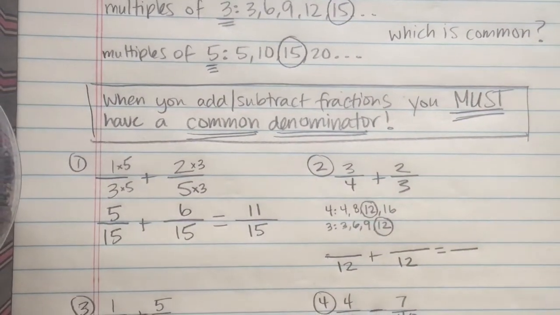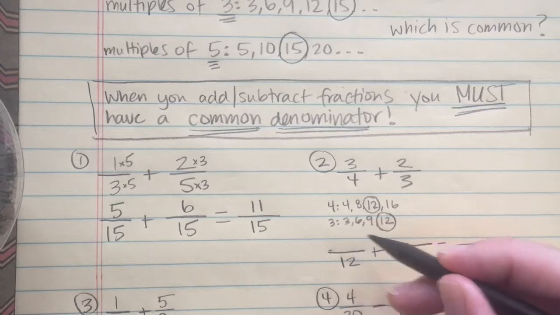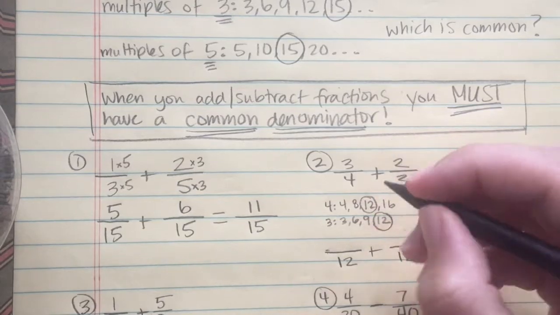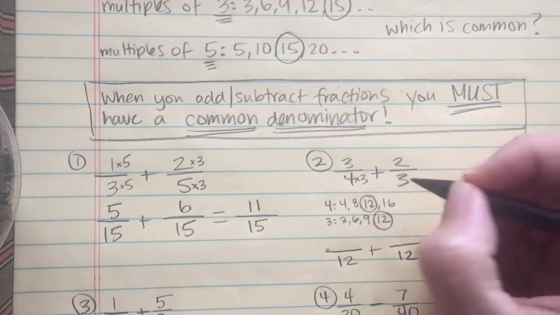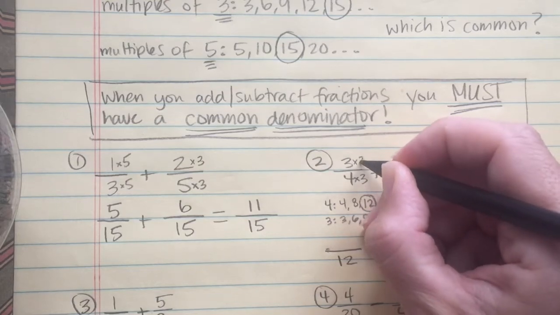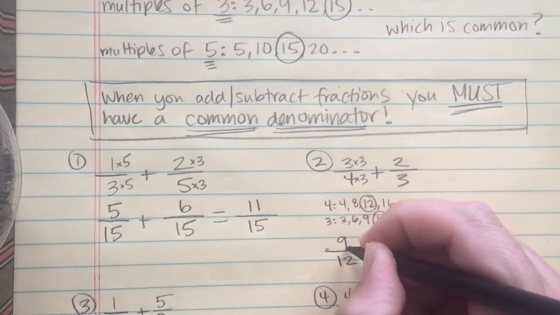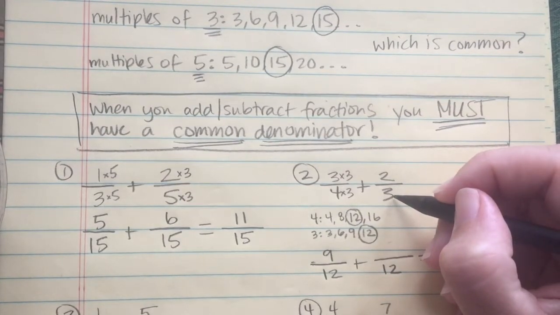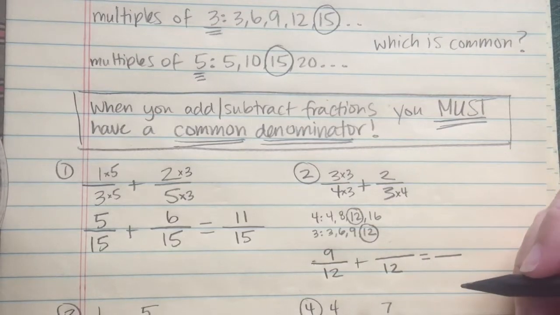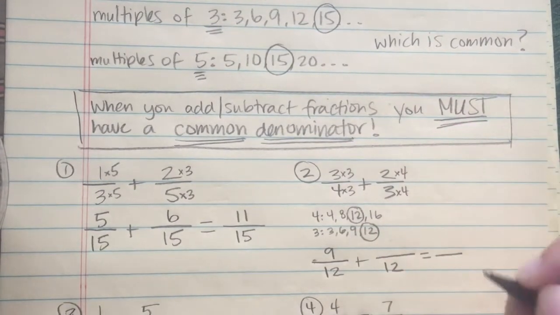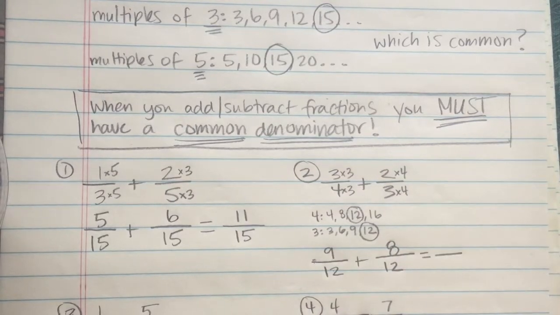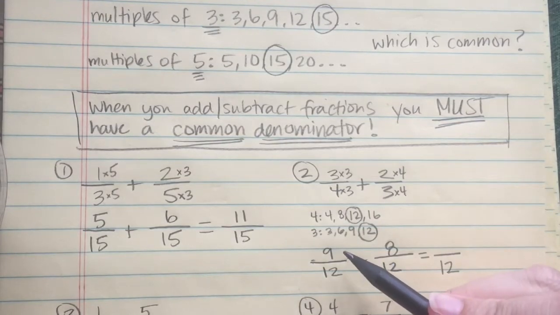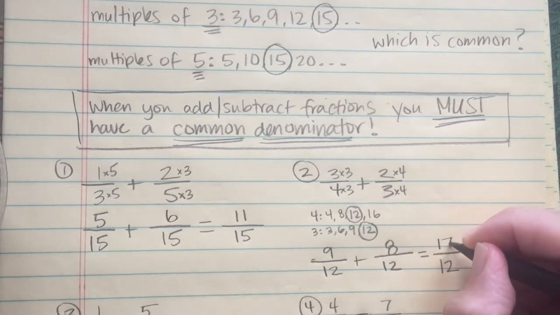Our next step is we need to rewrite it with the numbers on the top. So what do we do to 4 to turn it into 12? We multiplied it by 3, and whatever you do to the bottom, you do to the top. So this number is going to be 9. And then for here, we multiplied 3 times 4 to make 12. So I'm going to do the same thing to my top. It's going to be 8. I have my common denominator. That's the denominator in my answer. And then 9 plus 8 is 17.